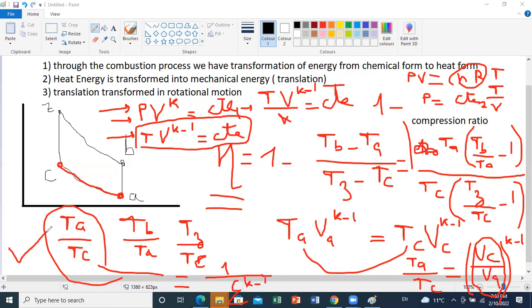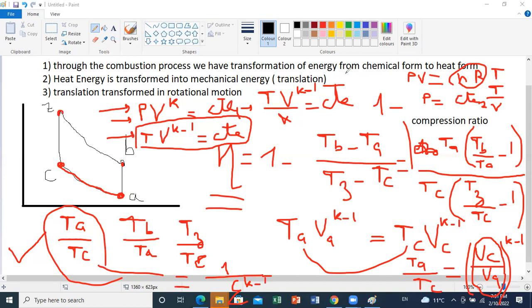I was able to express this ratio as a function of general parameters given for any motor, which are epsilon and K. Okay, so now once I am done with this ratio, I try to figure out a relation between these two ratios, TB over TA and TZ over TC. And you will see that these ratios are equal, and we'll demonstrate this together.